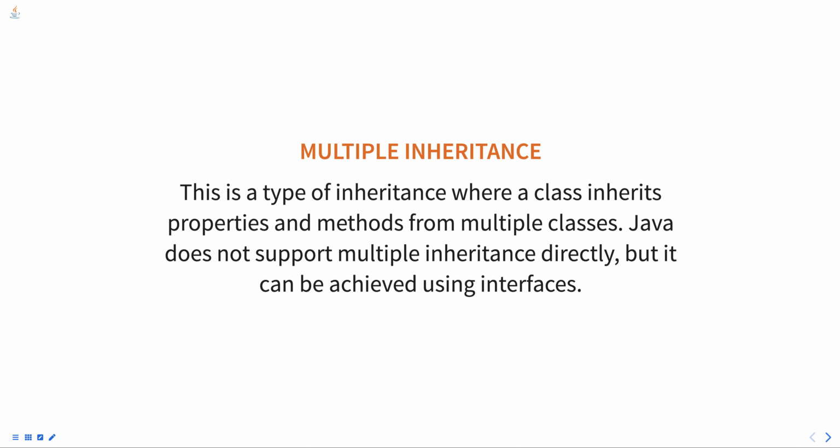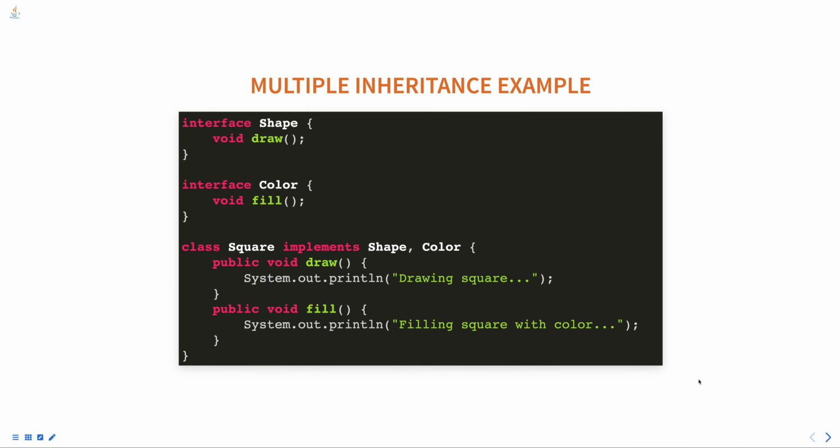Multiple inheritance. This is a type of inheritance where a class inherits properties and methods from multiple classes. Java does not support multiple inheritance directly, but it can be achieved using interfaces. In this example, the class square implements the shape and color interfaces and can access the methods of both interfaces.